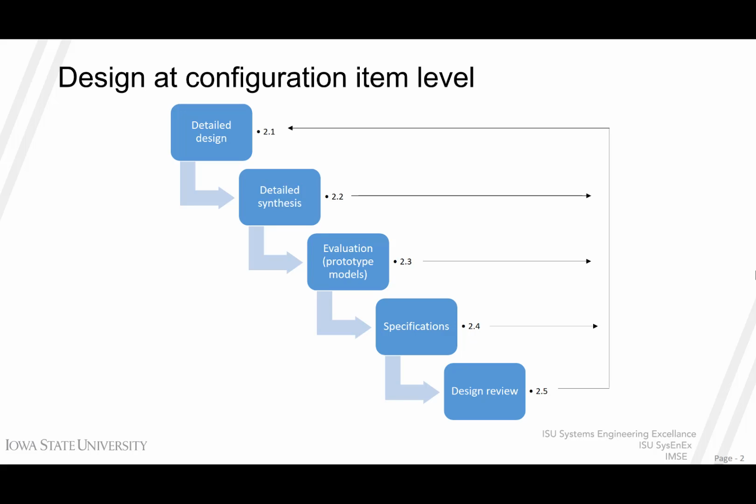Recall from our earlier discussions on the design and configuration item level. This includes the detailed design, synthesis, evaluation, specifications, and design review. While the process appears to be linear and is intended to be as such, it also incorporates iterative feedback loops all throughout.